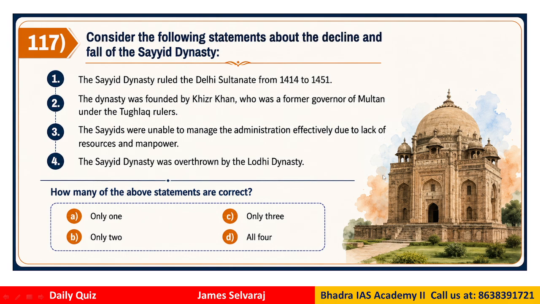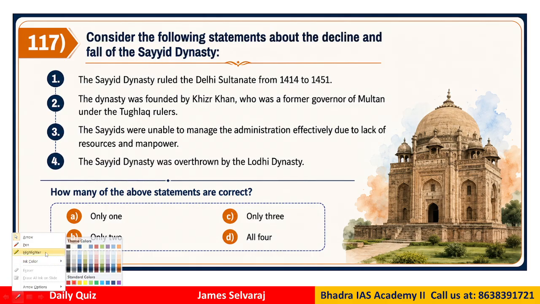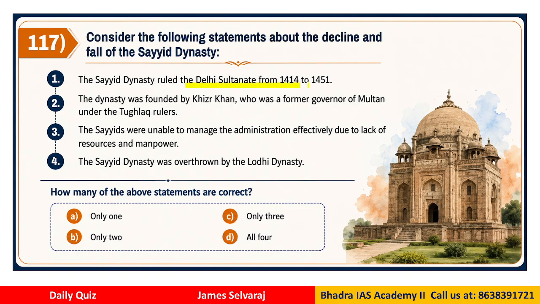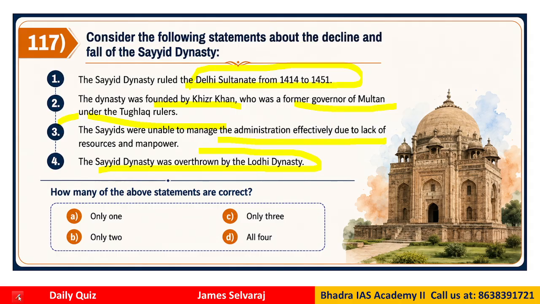Consider the following statements about the decline and the fall of the dynasty. The dynasty ruled the Delhi Sultanate from 1414 to 1451. The dynasty was founded by Khizr Khan, who was former governor of Multan under the Tughlaq rulers. They were unable to manage administration effectively due to lack of resources and manpower, and the dynasty was overthrown by the Lodhi dynasty. Which of the statements are correct?